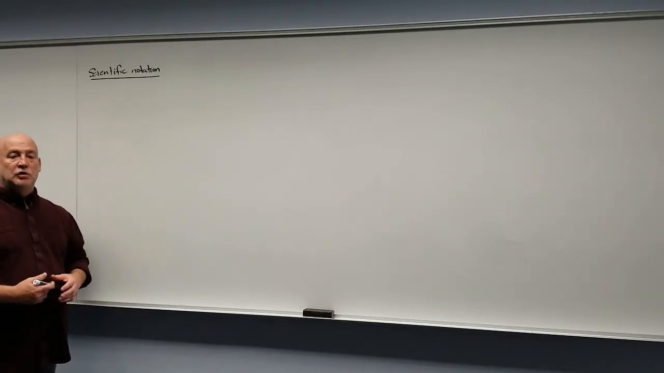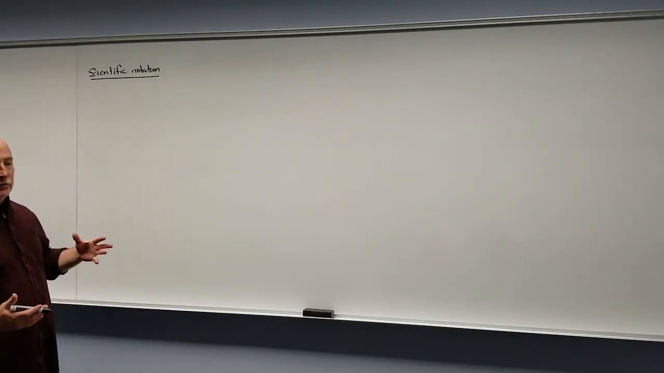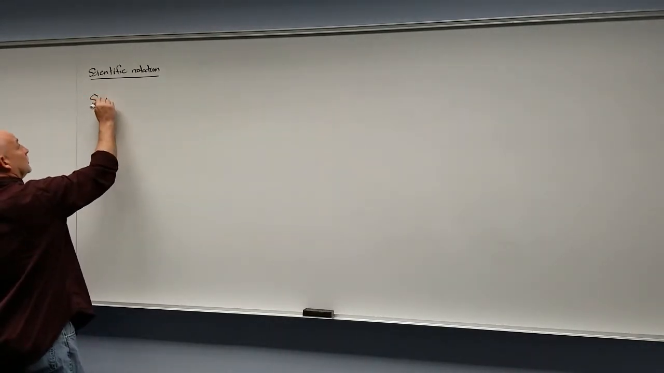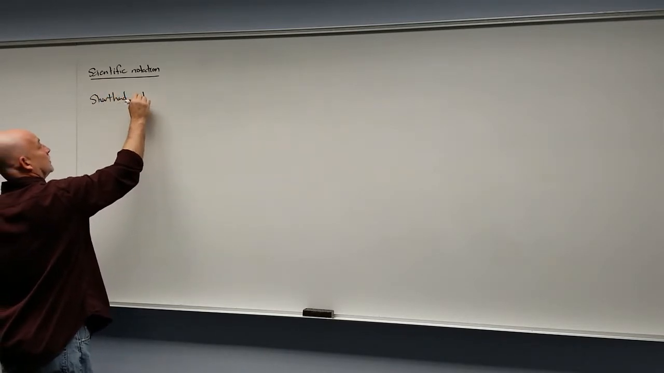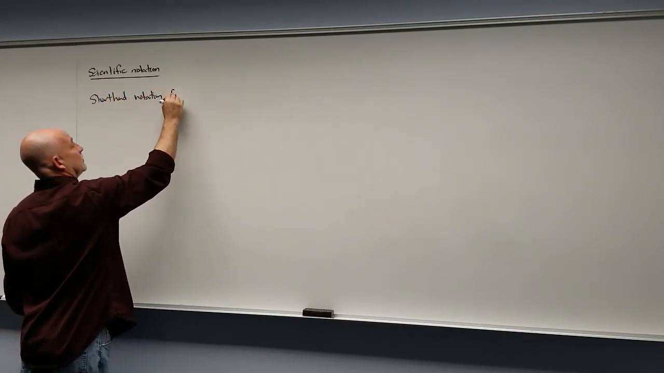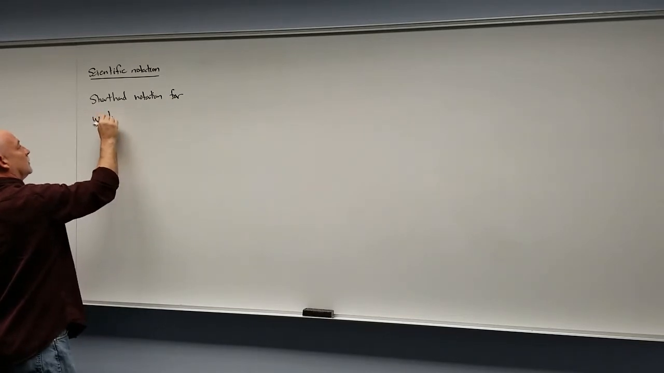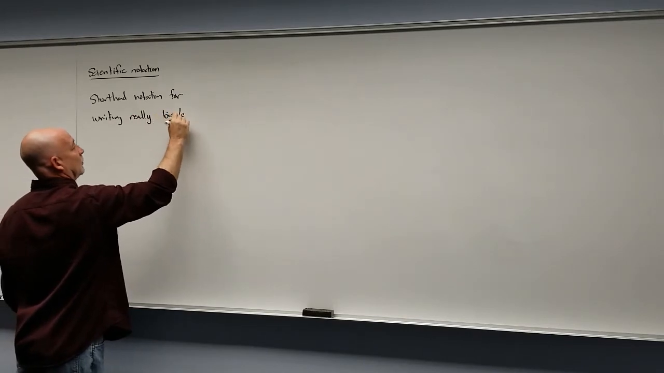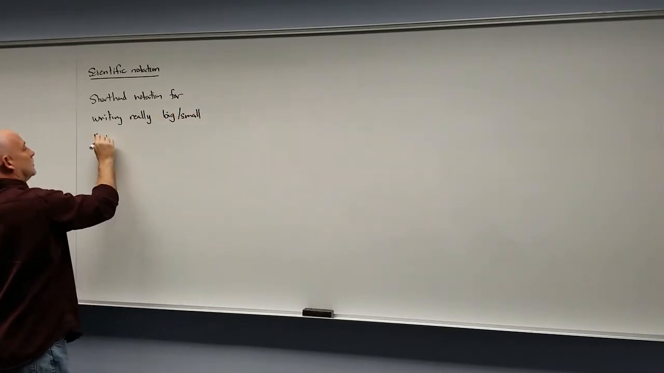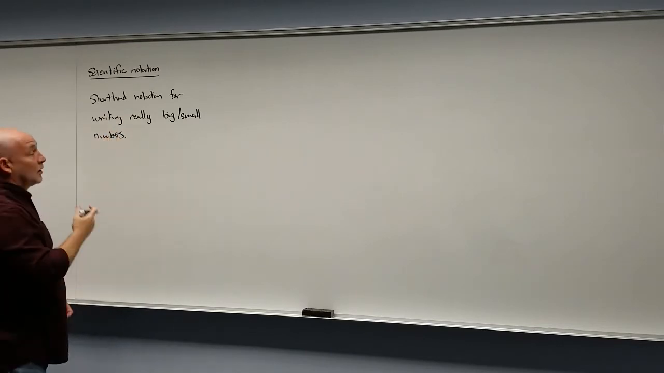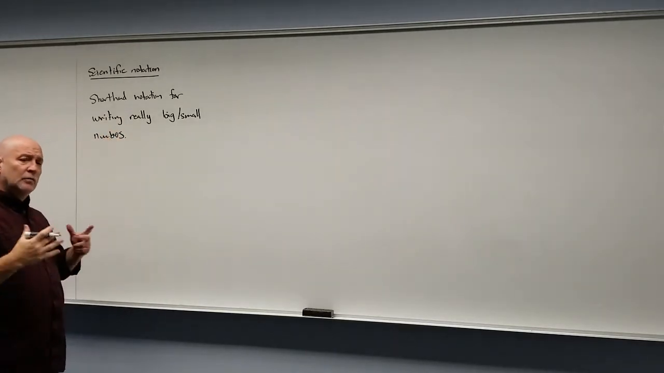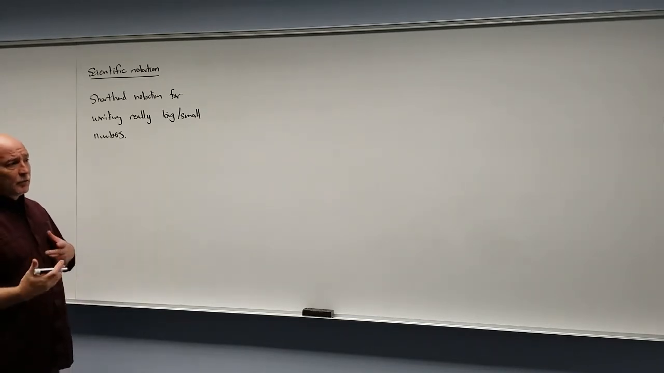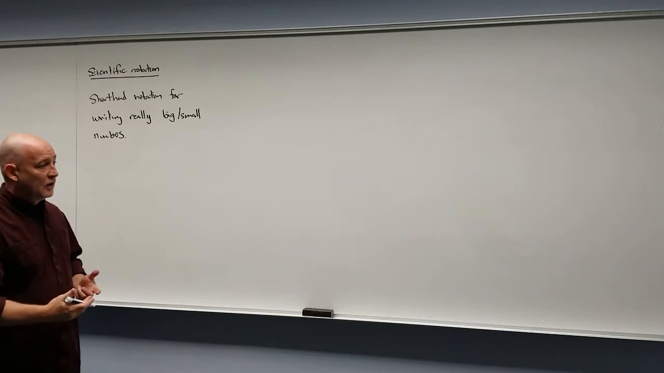Scientific notation is a shorthand for writing either really big numbers or really small numbers in a more compact form. Shorthand notation for writing really big or small numbers. So the idea is that most really big numbers or really small numbers have a lot of zeros with them, and we can replace those zeros by using powers of 10.